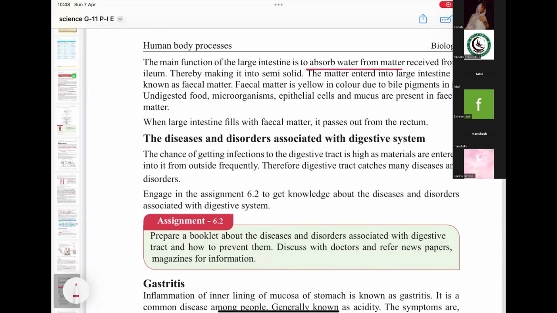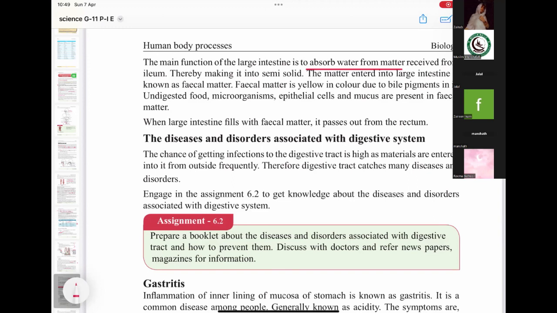This fecal matter is yellow in color. You might have noticed, right? Why is it yellow in color? You remember I told you bile contains pigments. These pigments are yellow in color, so they give color to fecal matter. So what do you understand by this? Bile pigment also comes out with the feces.